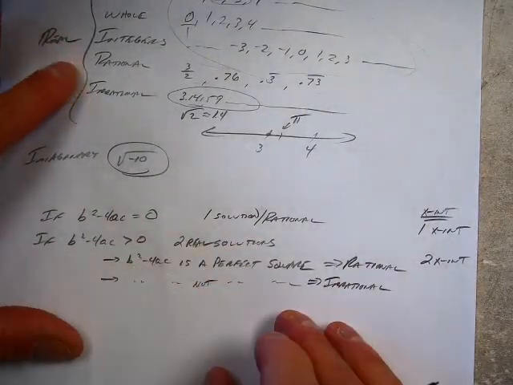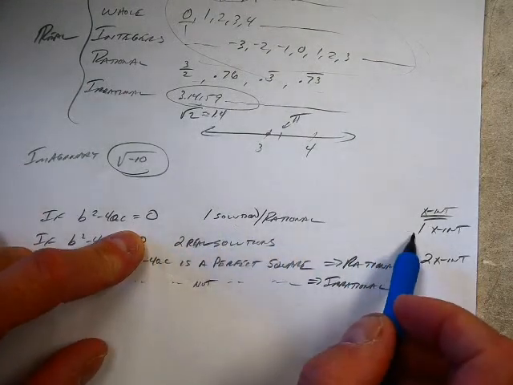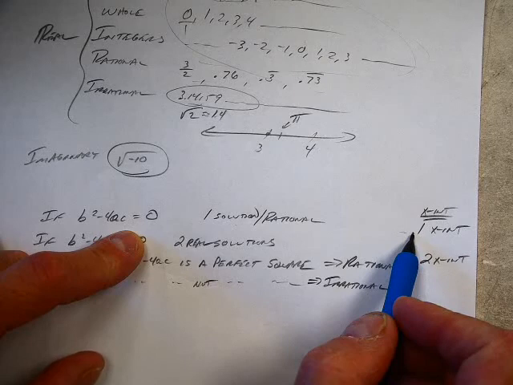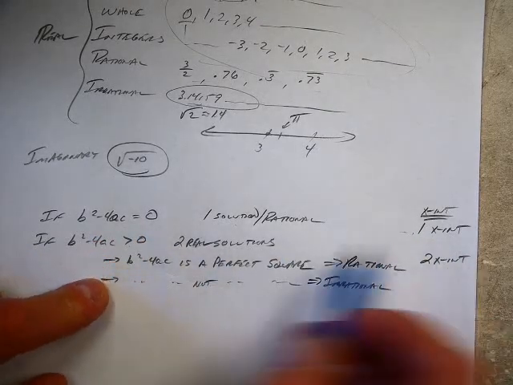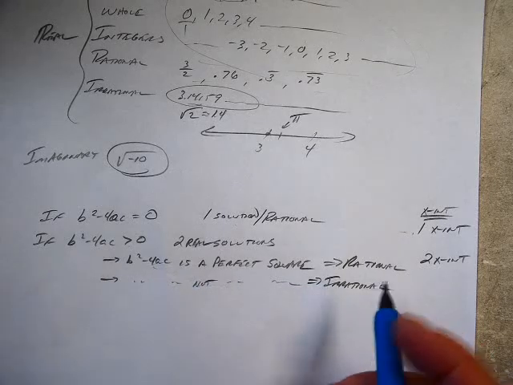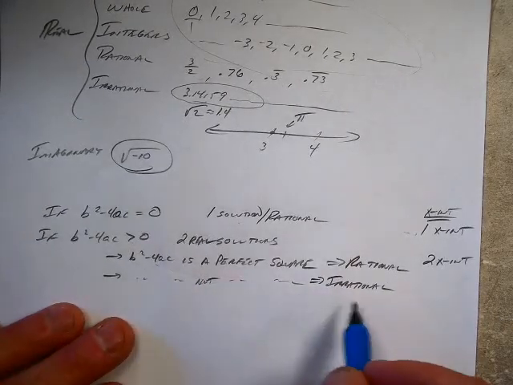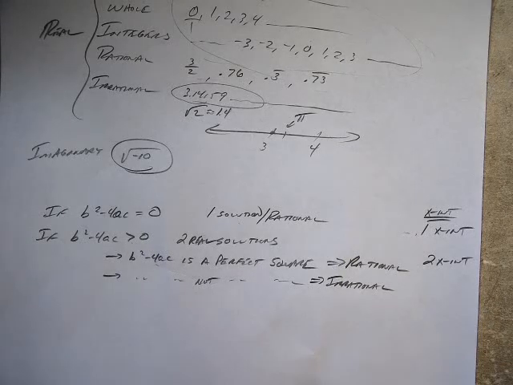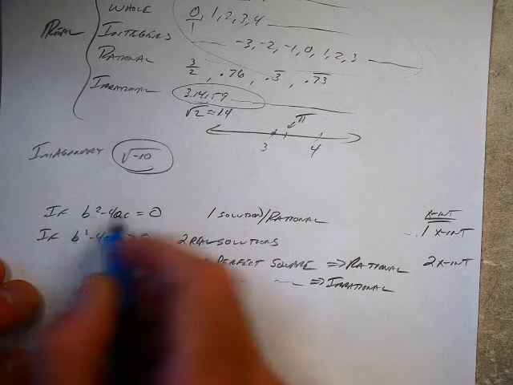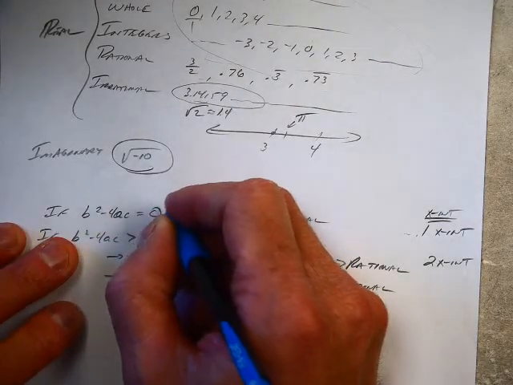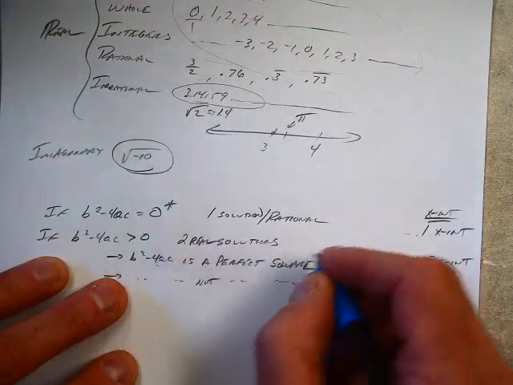I'm going to slide my 2 over here. I'm going to say 2 real. So anyway, we've got the situation where for my discriminant's 0, I only get one solution. Hence, only one x-intercept. Okay. If it's bigger than 0, I'll have two x-intercepts. It's going to hit at two different points. And if it's a perfect square, I'm going to get rationals nice and pretty. And in this case, it's going to be irrational. It's going to be ugly.